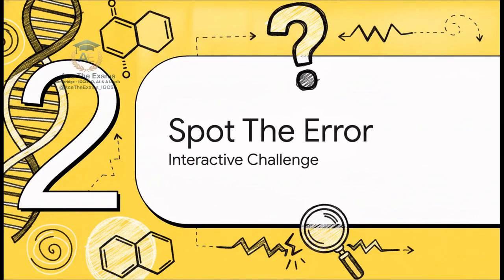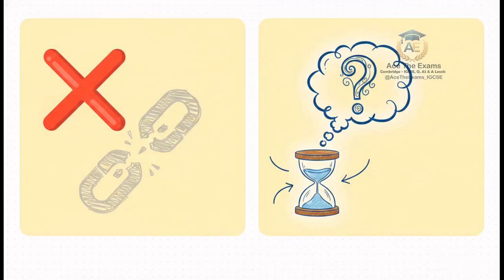Section 2. Spot the error. Let's try a quick interactive challenge. We're going to look at a real-world attempt at a glycosidic bond question, and I want you to actively evaluate it.